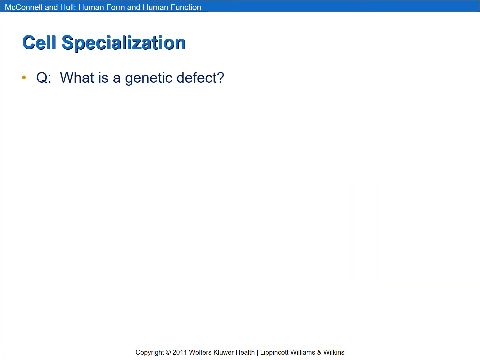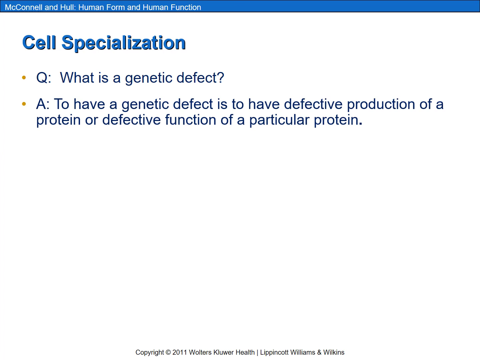Now that you understand that DNA is used to provide the recipe for all of the proteins that the body produces, let's answer the following question. What is a genetic defect? To have a genetic defect is to have defective production of a protein or defective function of a protein. Now, you probably understand how defective function of a protein can cause a state of disease or abnormality in the body. However, how can defective production of a protein in the absence of defective function also cause an abnormality in the functioning of the body?